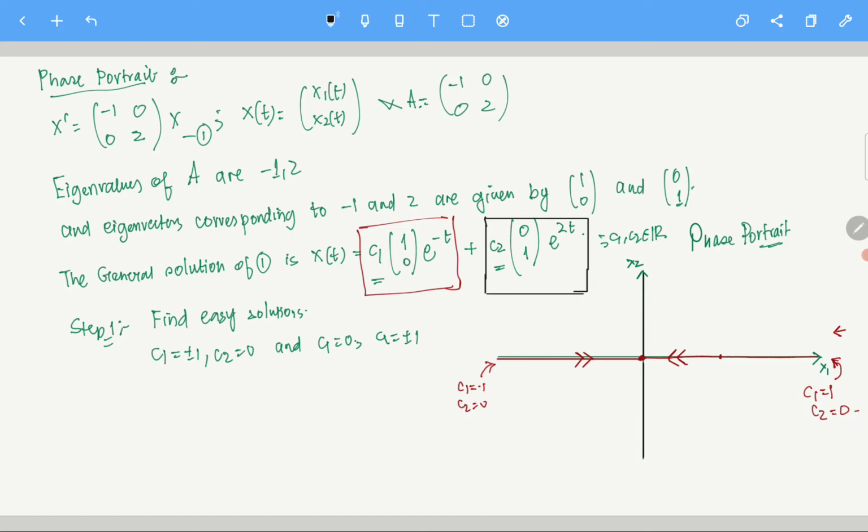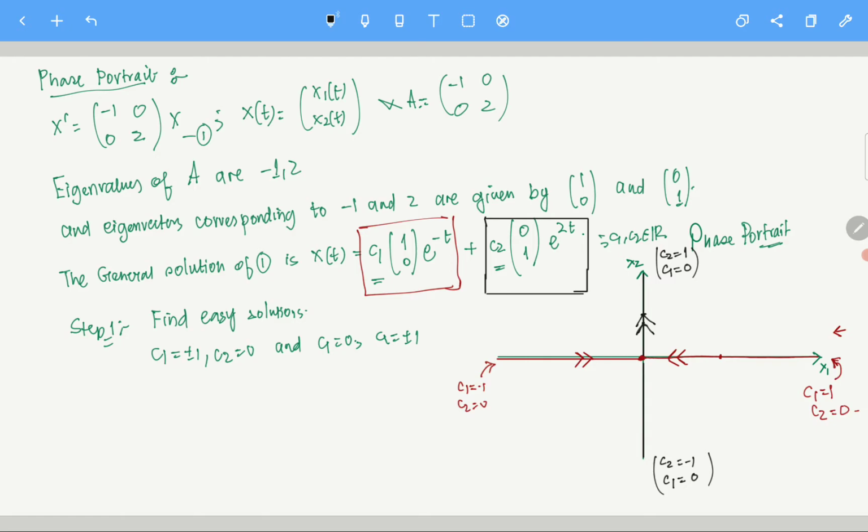Okay, and basically this is corresponding to c1 equals 0 and c2 equals 1, right? And again this solution is c2 equals -1, c1 equals 0. Here. Clear? This one. Now in which direction does it move? You see c1 equals 0, c2 equals -1, so as t tends to infinity, this is going towards infinity, so basically it is moving in this direction.